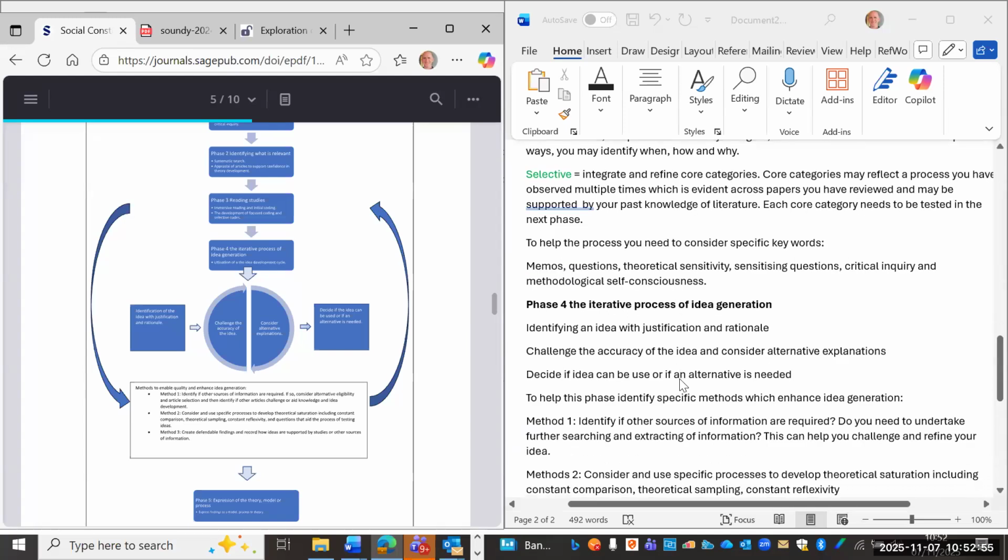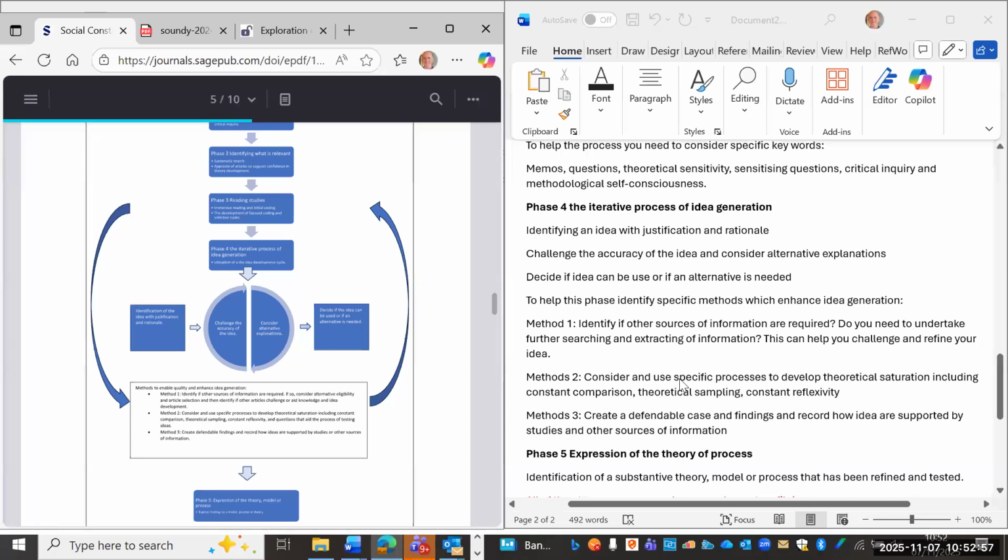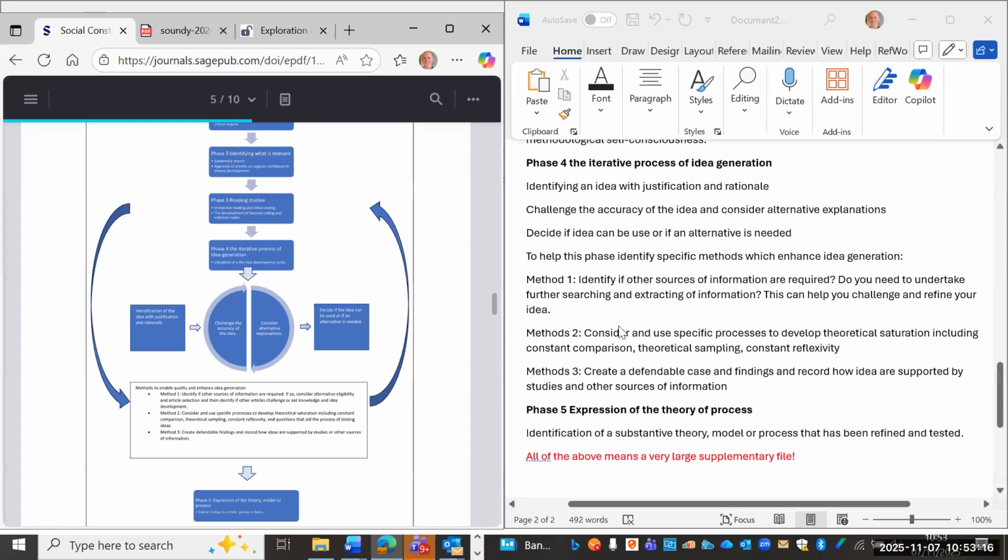The next phase is interlinked with the last phase because when we generate an idea, we need to test that idea. And what you can see is this identification of an idea, challenge of the idea, considering alternative explanations, and deciding whether that could be used or not as a process. And then there are three methods which help consider that, and these methods are listed here, okay?